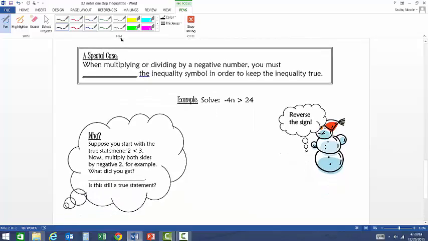So solving an inequality is basically the same as solving an equation, just instead of an equal sign, we have a symbol. But there is one special rule that makes this a little trickier, and that is if you multiply or divide at any point by a negative number, you must reverse the inequality symbol.